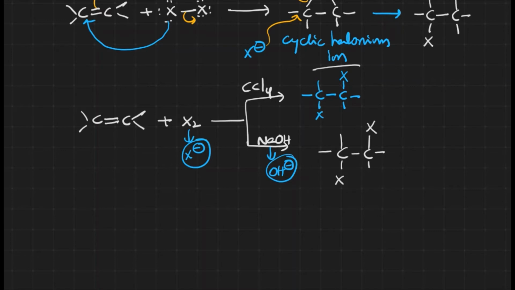But in the second case, OH minus can also attack the cyclic bromonium ion. When OH attacks over there, we will get a product of such kind, something like this.